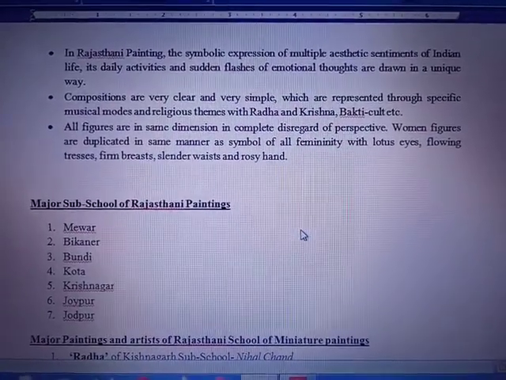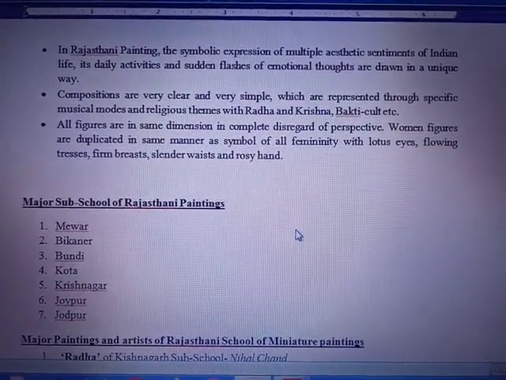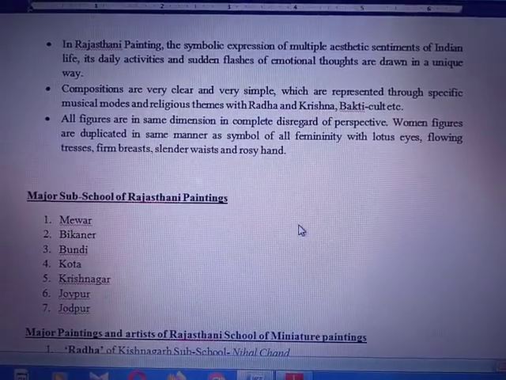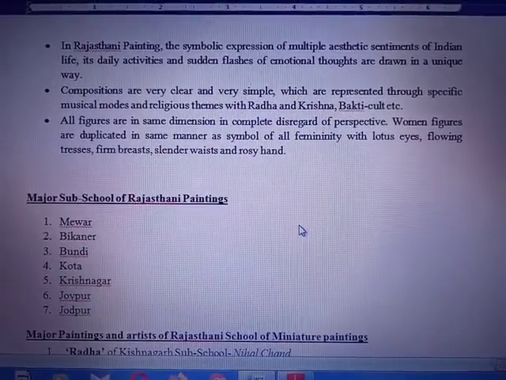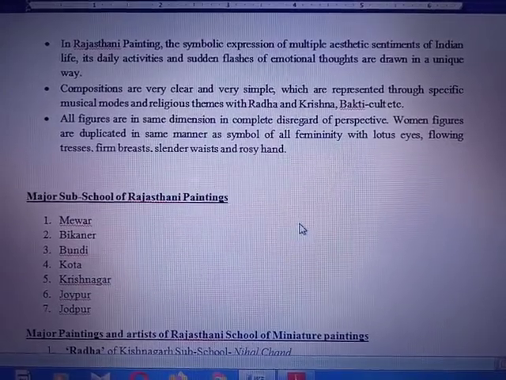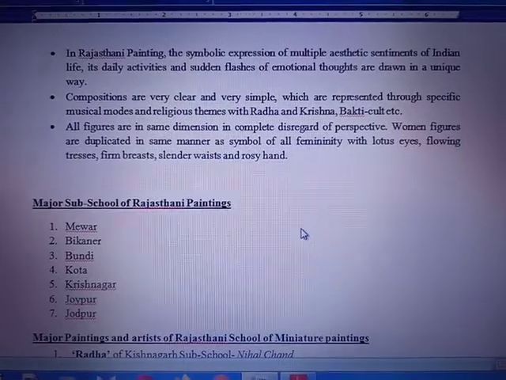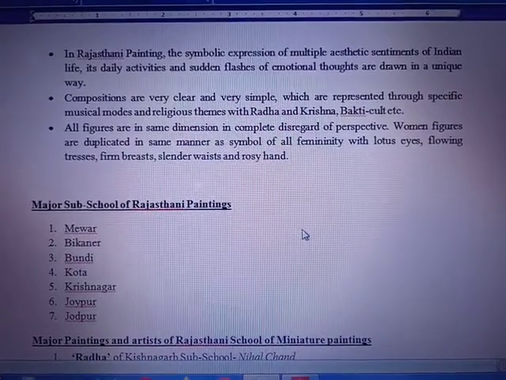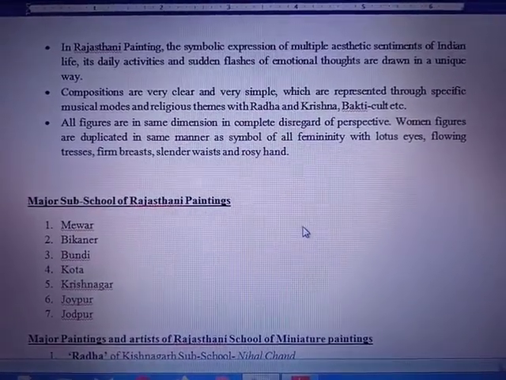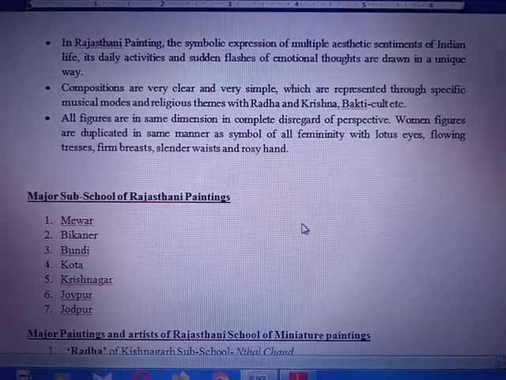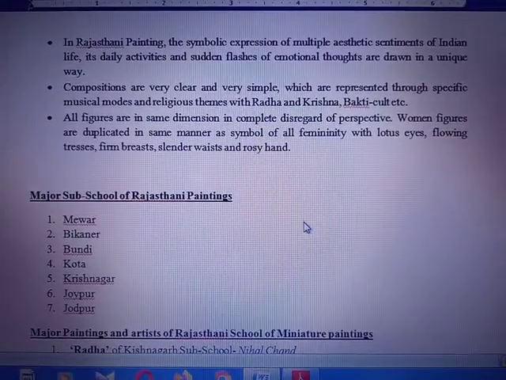Compositions are very clear and very simple, which are represented through specific musical moods and religious themes with Radha and Krishna, Bhakti cult, etc. These are the subjects on which they have made their paintings. Radha Krishna love story and Bhakti cult are the main subjects of Rajasthani painting.